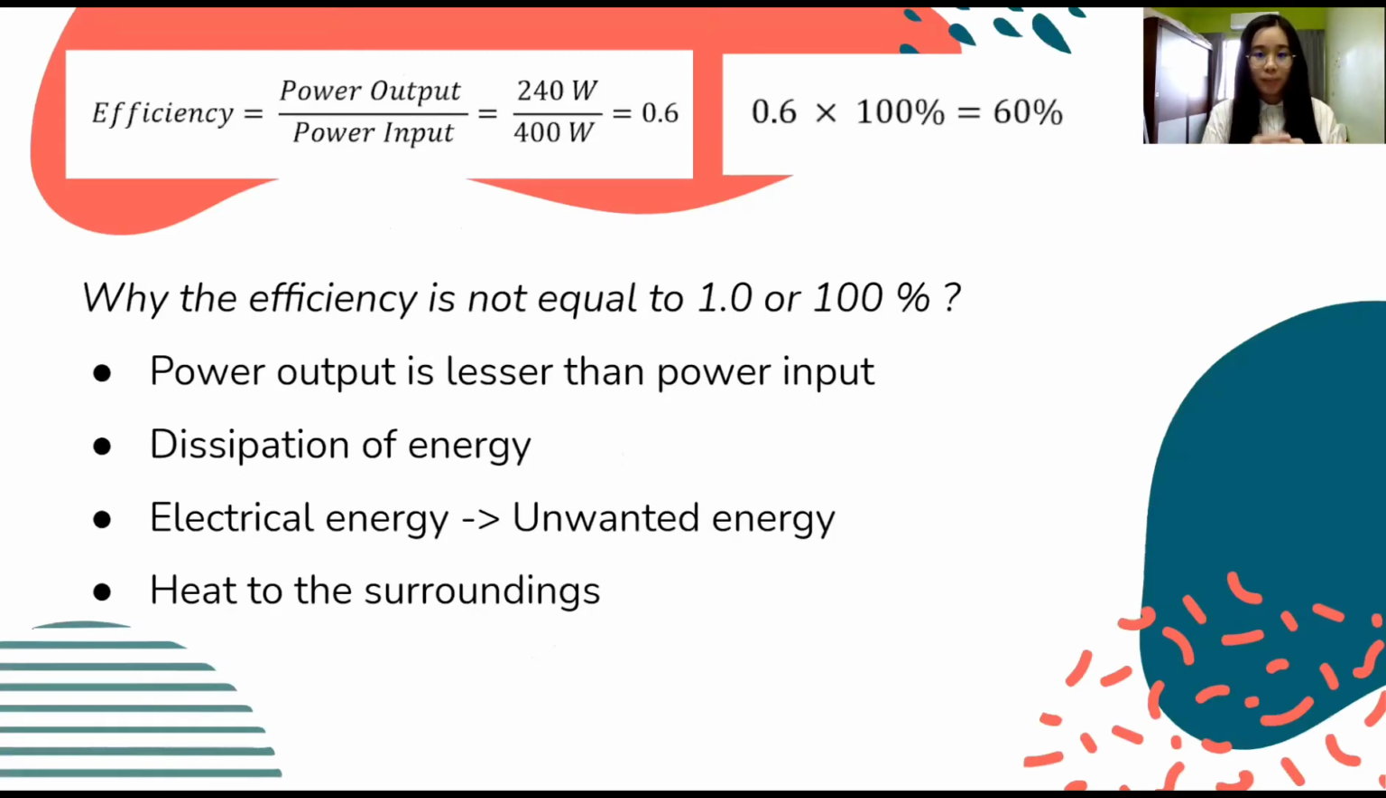By using a formula, we obtain that the efficiency of the rice cooker is only 0.6, or equal to 60%, which is lower than 1.0, or 100%. This is because the power output of 240 watts is lower than the power input. The power output is lower in this case because some of the energy is transformed into another form of energy, and this is called dissipation of energy.